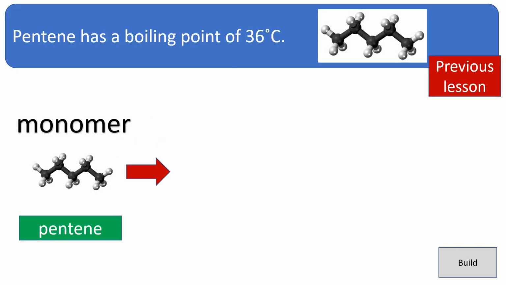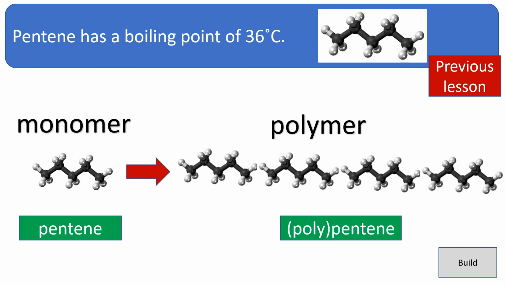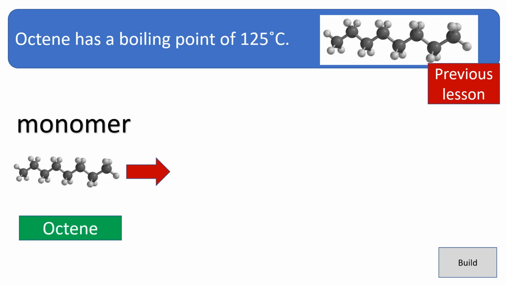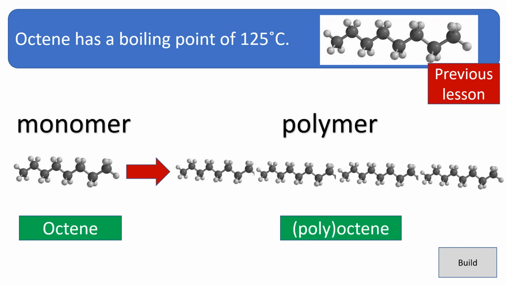So how do you name a polymer? Very quickly, it's not something you need to worry too much about, but here's the monomer pentene. And if we are going to make the polymer, we simply put poly in front of it, usually in brackets, so it becomes polypentene. Here's octene, the monomer octene, and if you want to make a polymer out of it, it becomes polyoctene.